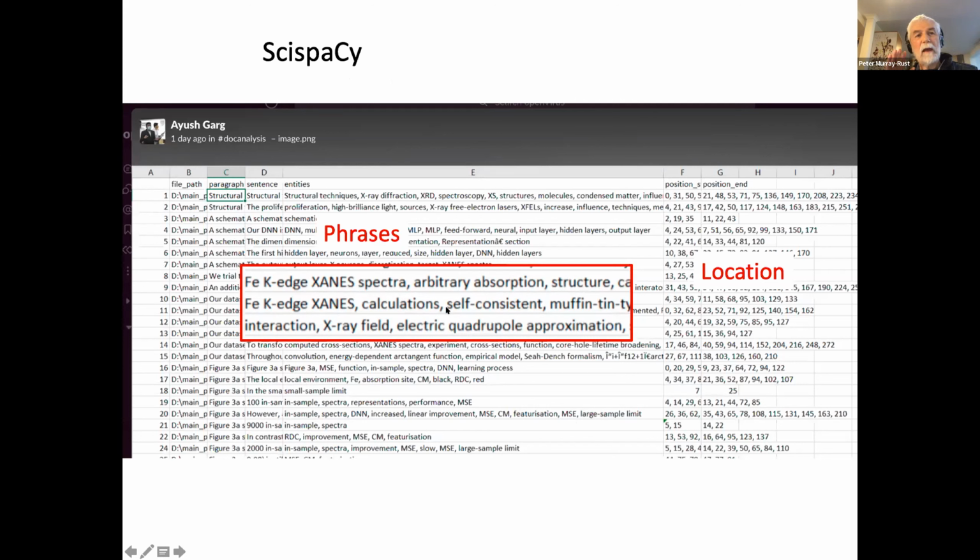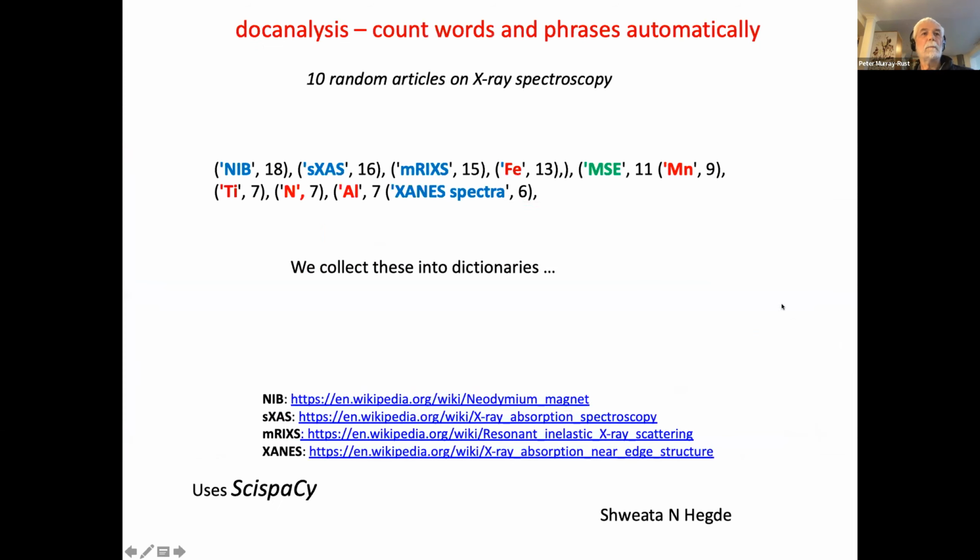And this had no hints whatever. This says that these are the most important phrases in those papers. So you can obviously see it's about X-ray spectroscopy. And every single instance in the paper is located. Here are some of the things it came up with.